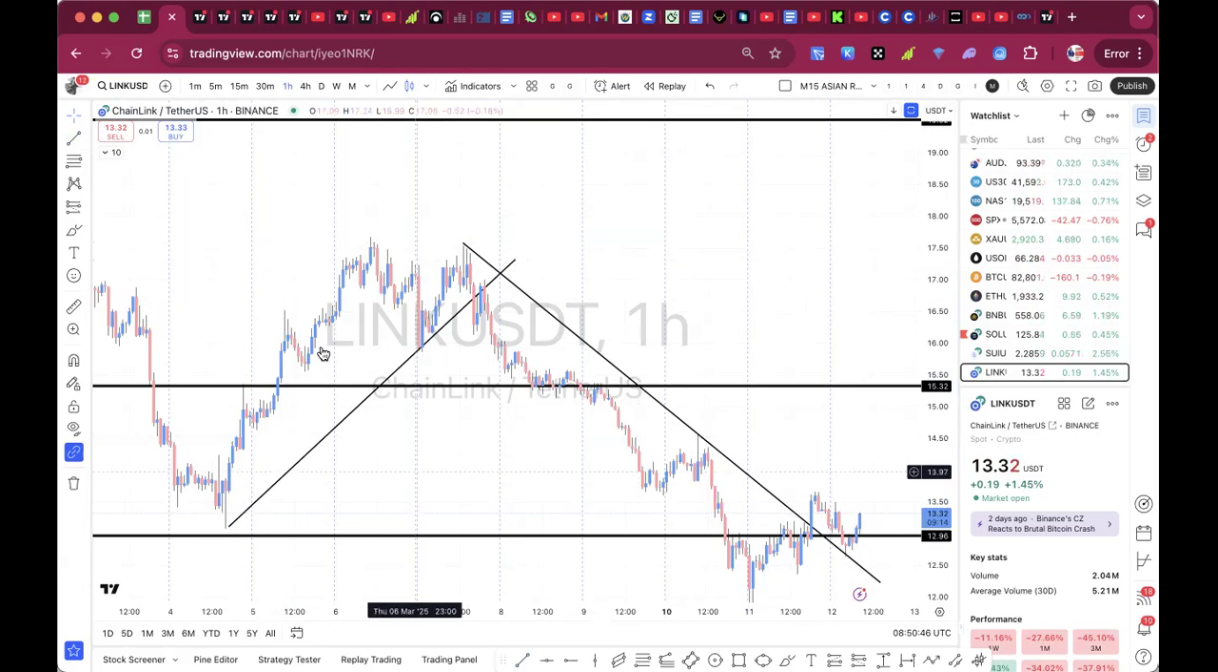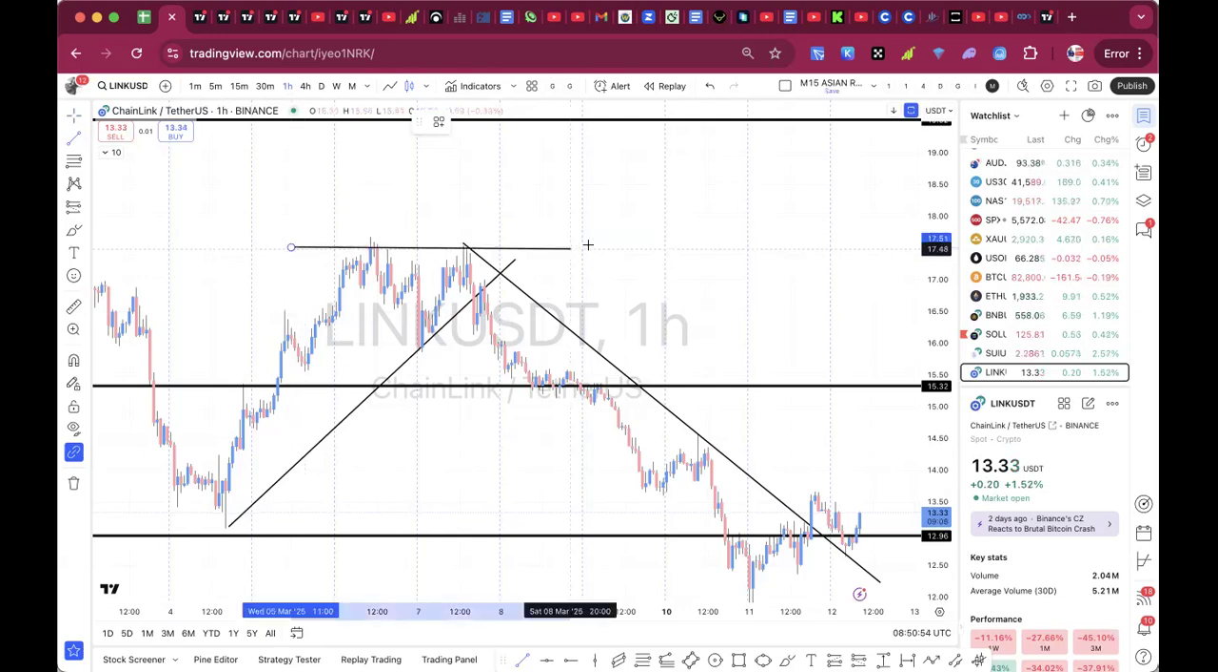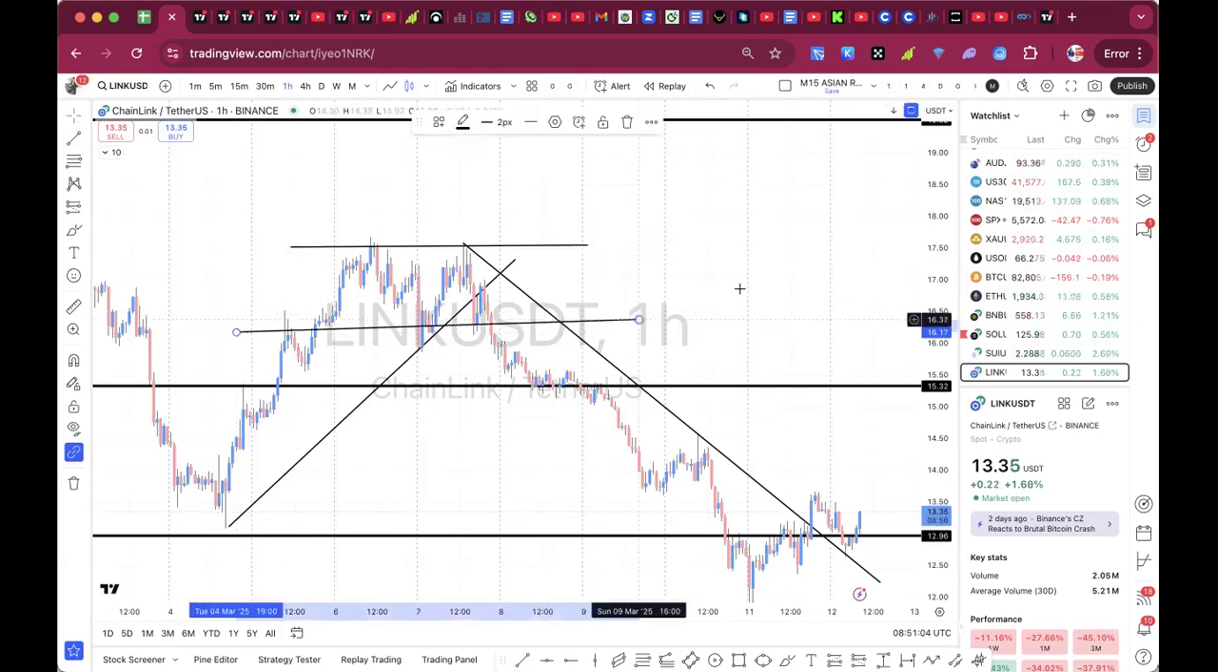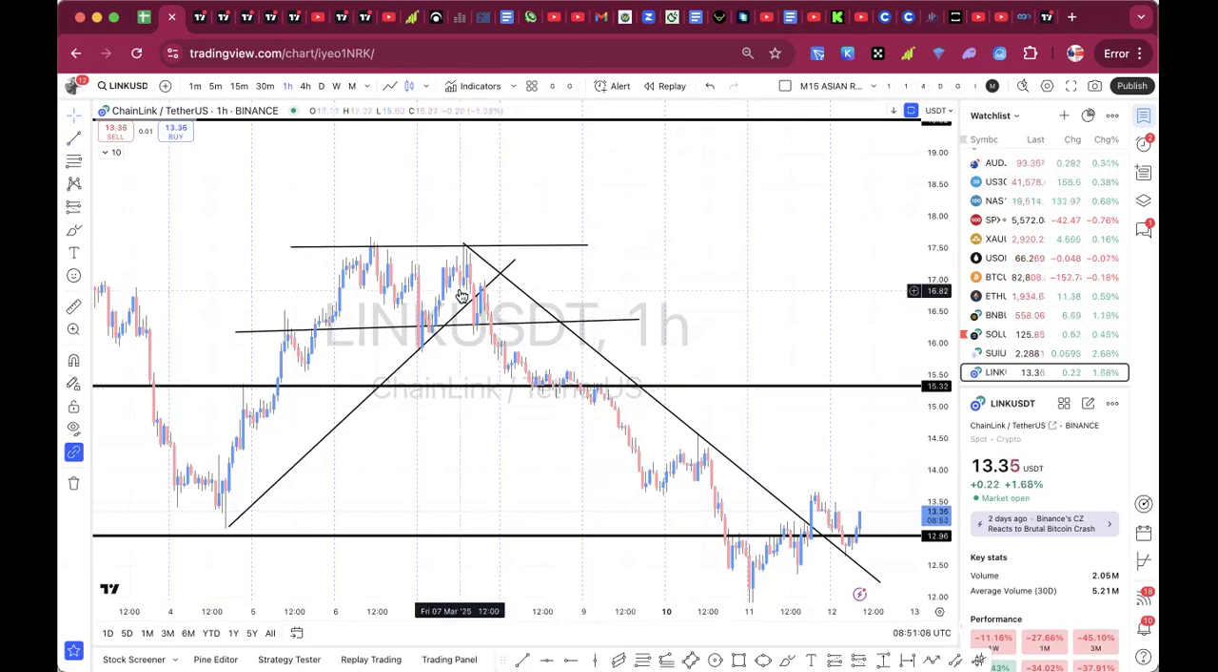Then I will draw another one. So now this is a trend. Let me just do it this way. So here you have a downtrend, an uptrend, and a range band or sideways. So we have up, down, sideways, or range band.